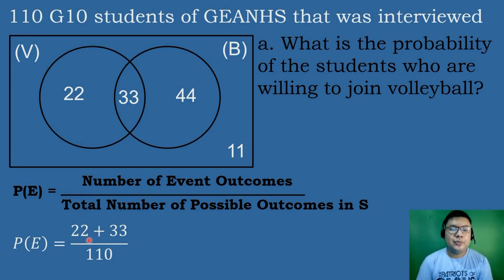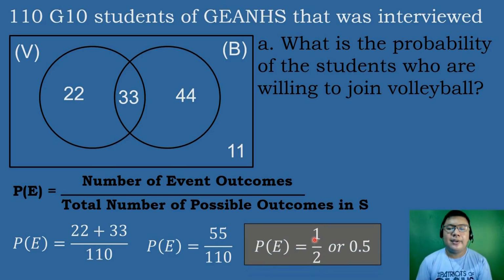So we have 22 plus 33 is equal to 55 over 110, and in lowest terms, 55 over 110 is equal to 1/2. Therefore, the probability is equal to 1/2, or there is a 50% chance that the students who will be interviewed will be joining the sport volleyball.